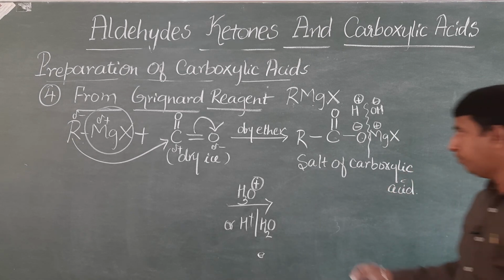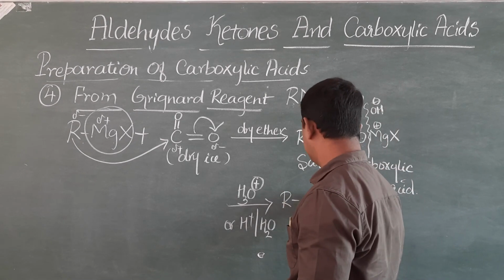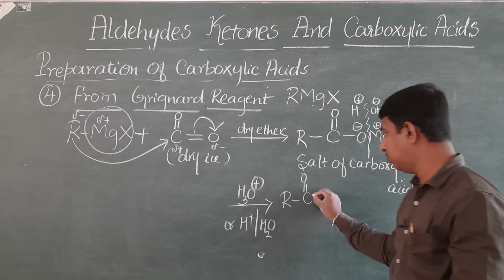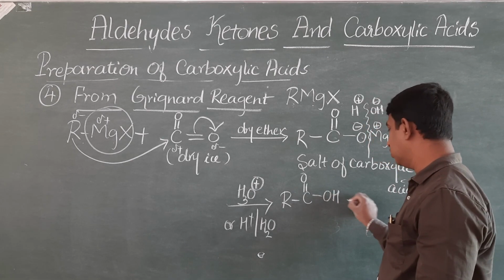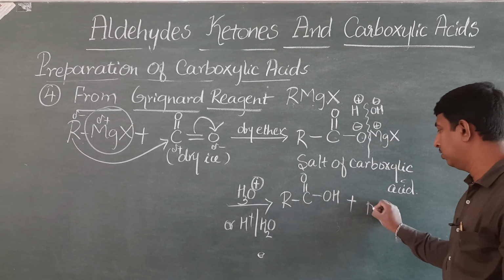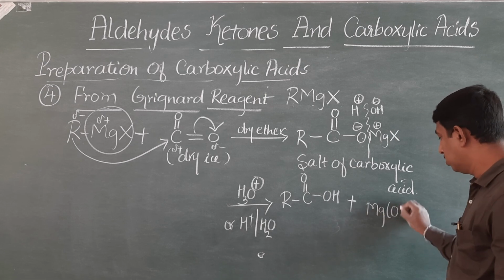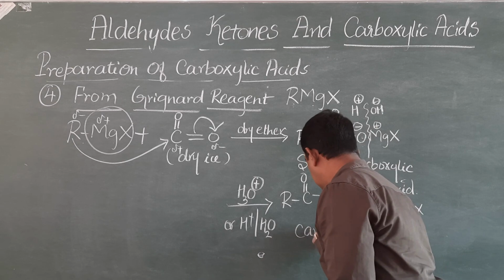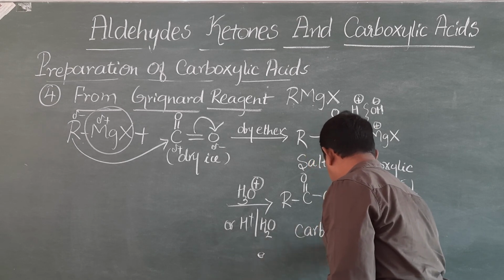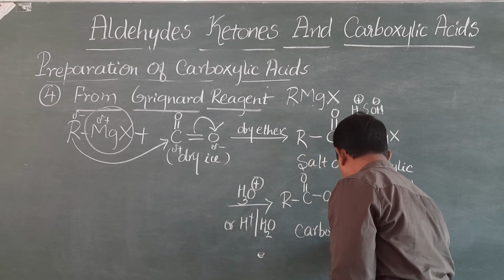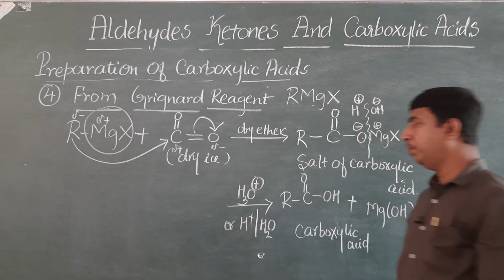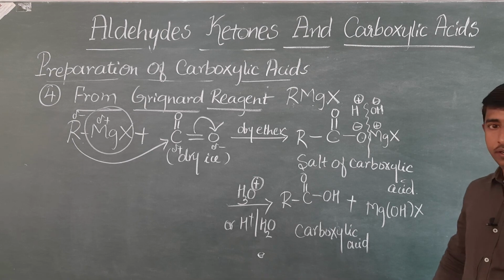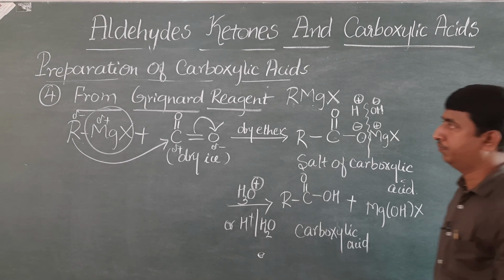So H plus is added to oxygen, OH minus is added to magnesium, thereby that compound is decomposed. So the final product formed is R, C double bond O, OH. This is carboxylic acid plus what? It is MgOHX. MgOHX. Very important reaction. This question can be asked in the exam. How do you prepare carboxylic acids using Grignard reagent?